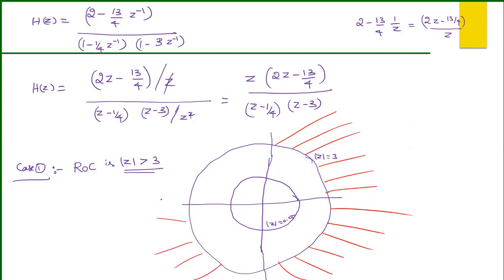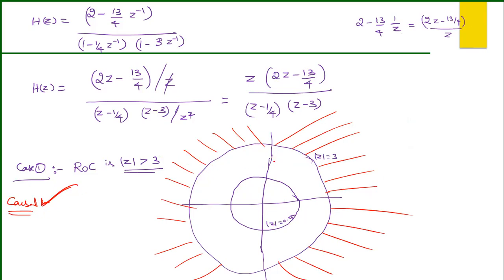Once you understand drawing the circles, it is very easy. This is the ROC. Now tell me, what is the condition for causal? ROC should be out of the outermost circle. Whether the ROC is outside of the circle or not. Yes, therefore the system is causal.